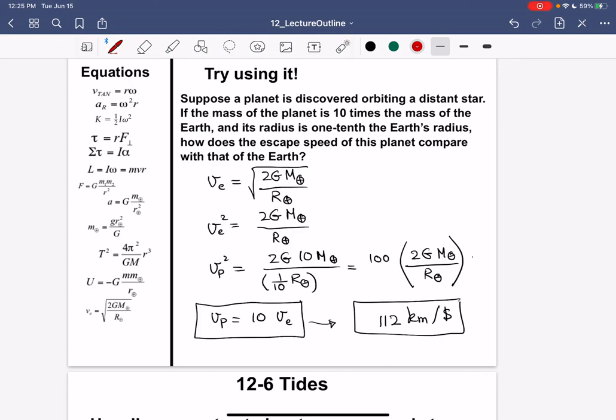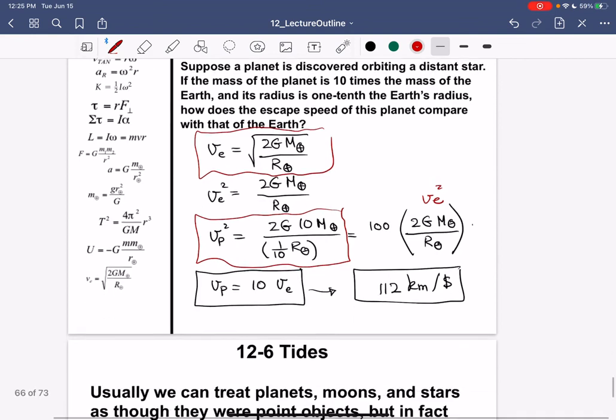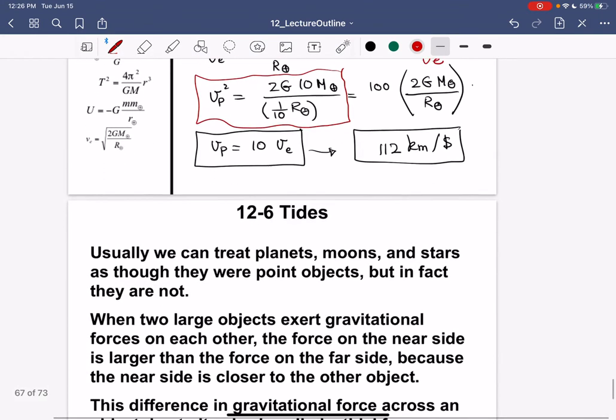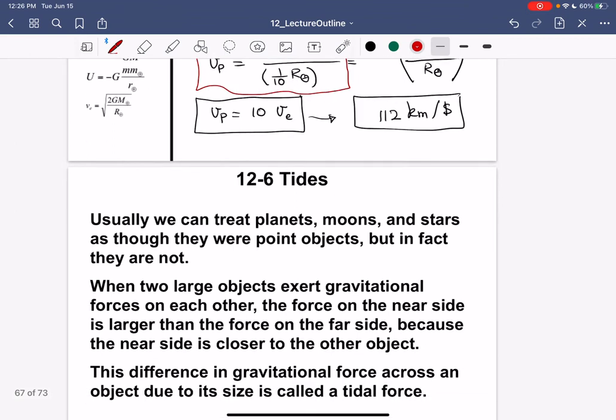Okay, I have that is the one for the Earth, and for the planet I have it here. And then after I rearrange, I get my constants, like 100 for V_P squared. It is 100 times V escape on the Earth. And when I take my square root, it is going to be 10 times the escape velocity of the Earth, which means it is 112 kilometers per second. And this is making sense since the mass is greater and the radius is much less.